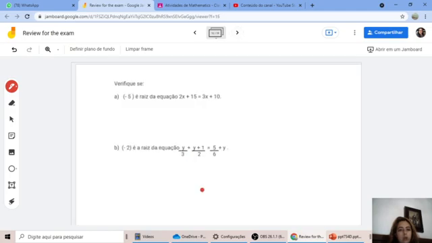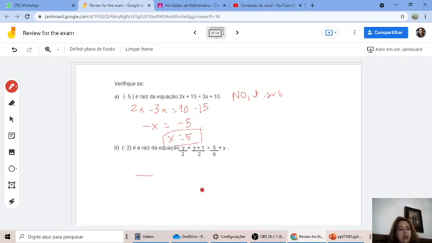Now, verify if minus 5 is the root of the equation below. So I'll do 2x minus 3x equals 10 minus 15. 2 minus 3 is minus x. 10 minus 15 is minus 5. So x is equal to 5. So no, it isn't. It isn't the root of this equation. The root is 5. Alright? To verify if minus 2 is the root of this equation.